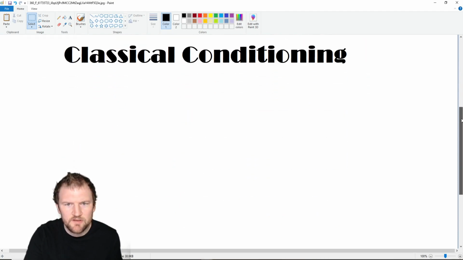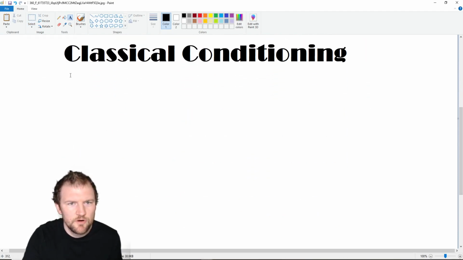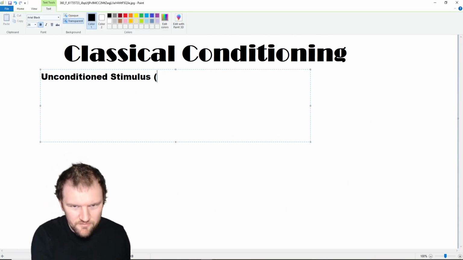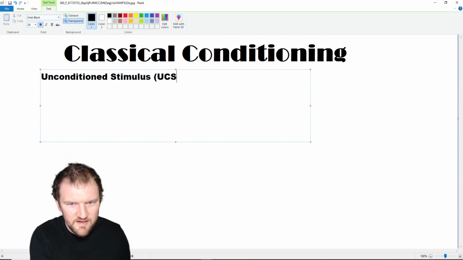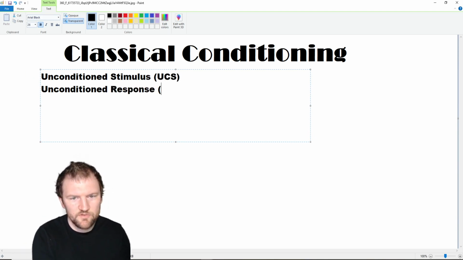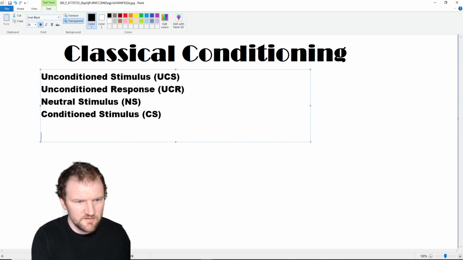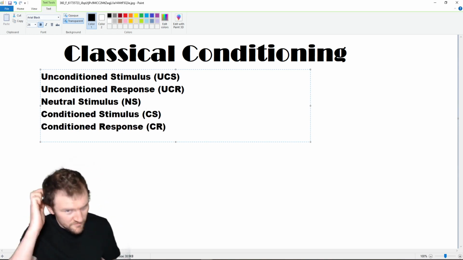And classical conditioning is made up of 5 parts. The unconditioned stimulus, which from now on will be abbreviated UCS. The unconditioned response, or UCR. The neutral stimulus, or NS. The conditioned stimulus, or CS. And the conditioned response, or CR.